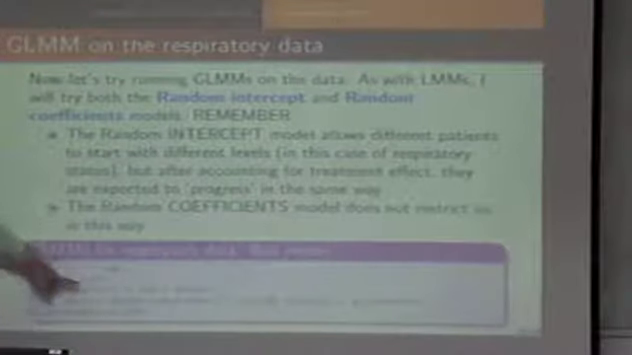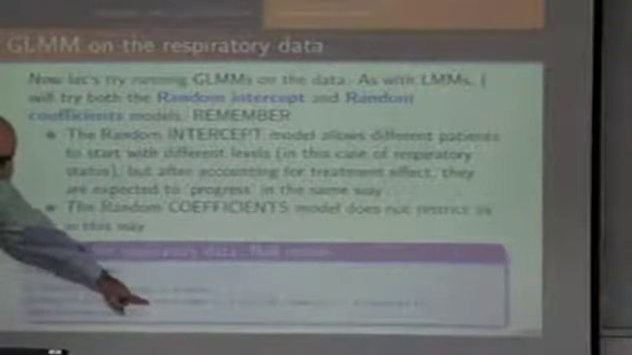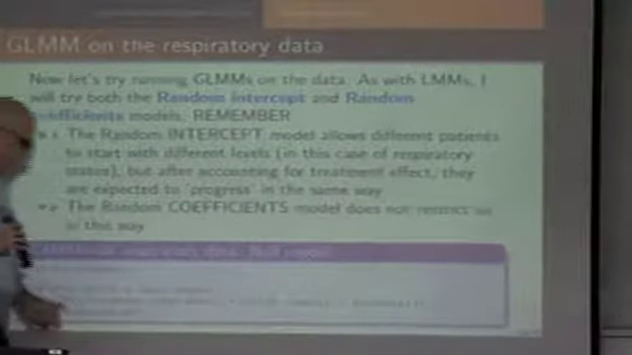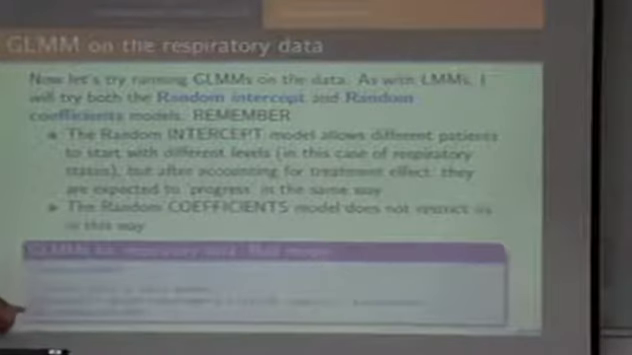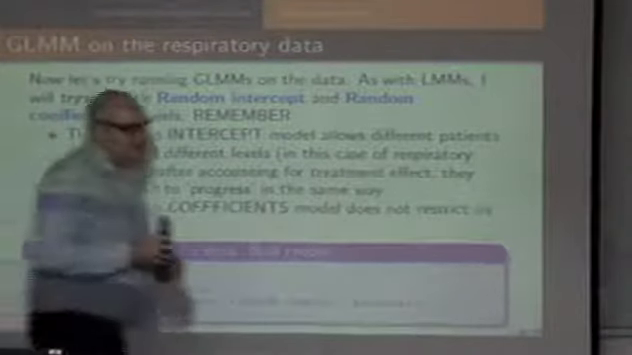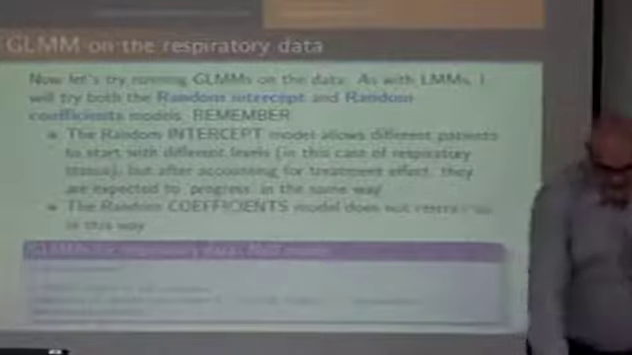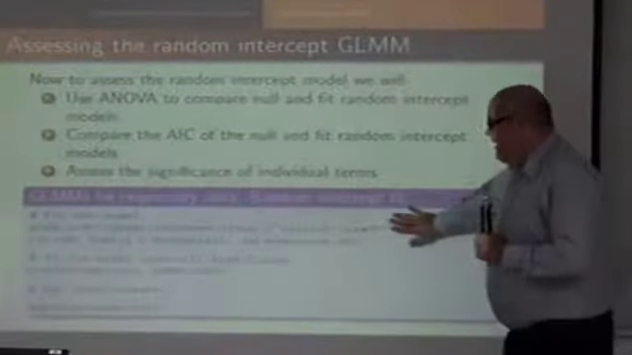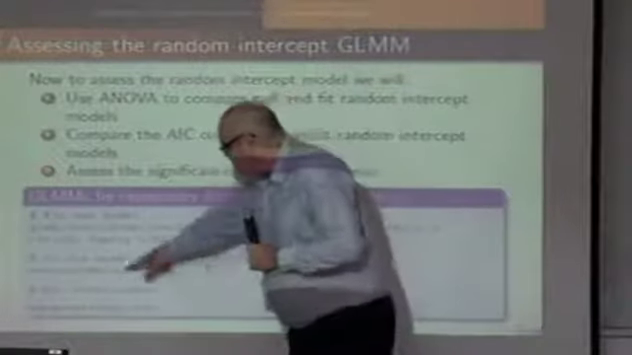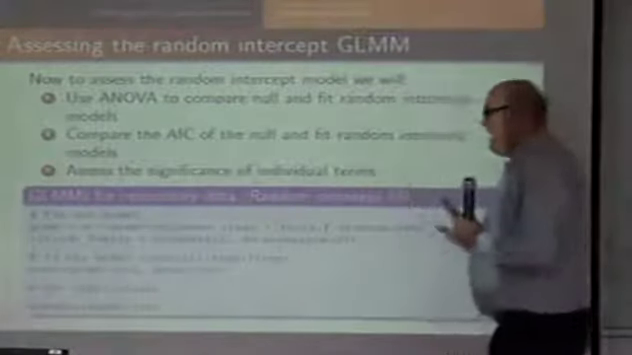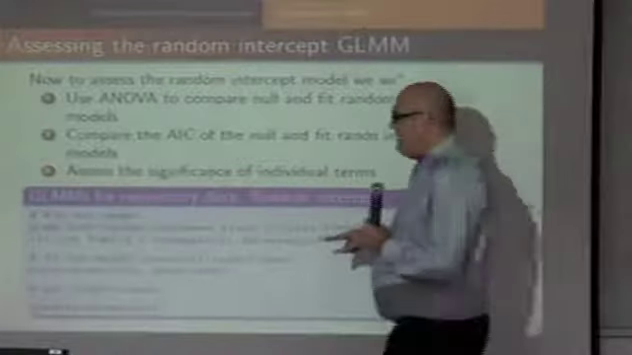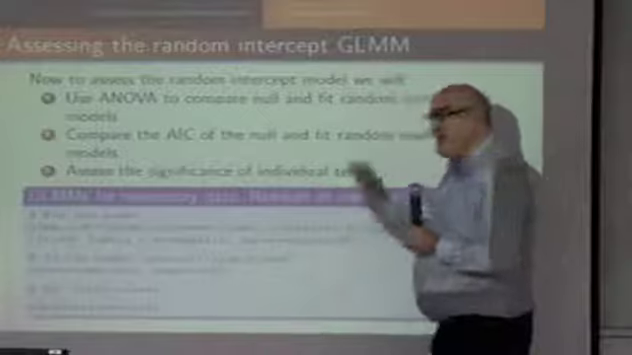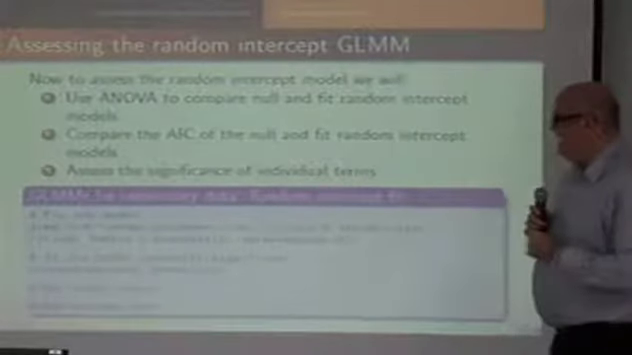Library lme4, glmer, the outcome. We need to fit a null model first, as we did before. And then we go and fit our random intercept model. We compare the intercept model to the null model. This looks very similar. In fact, really, this is exactly the same as a linear mixed model, except for the family statement in there. Okay, we'll get to practice this in the next session.